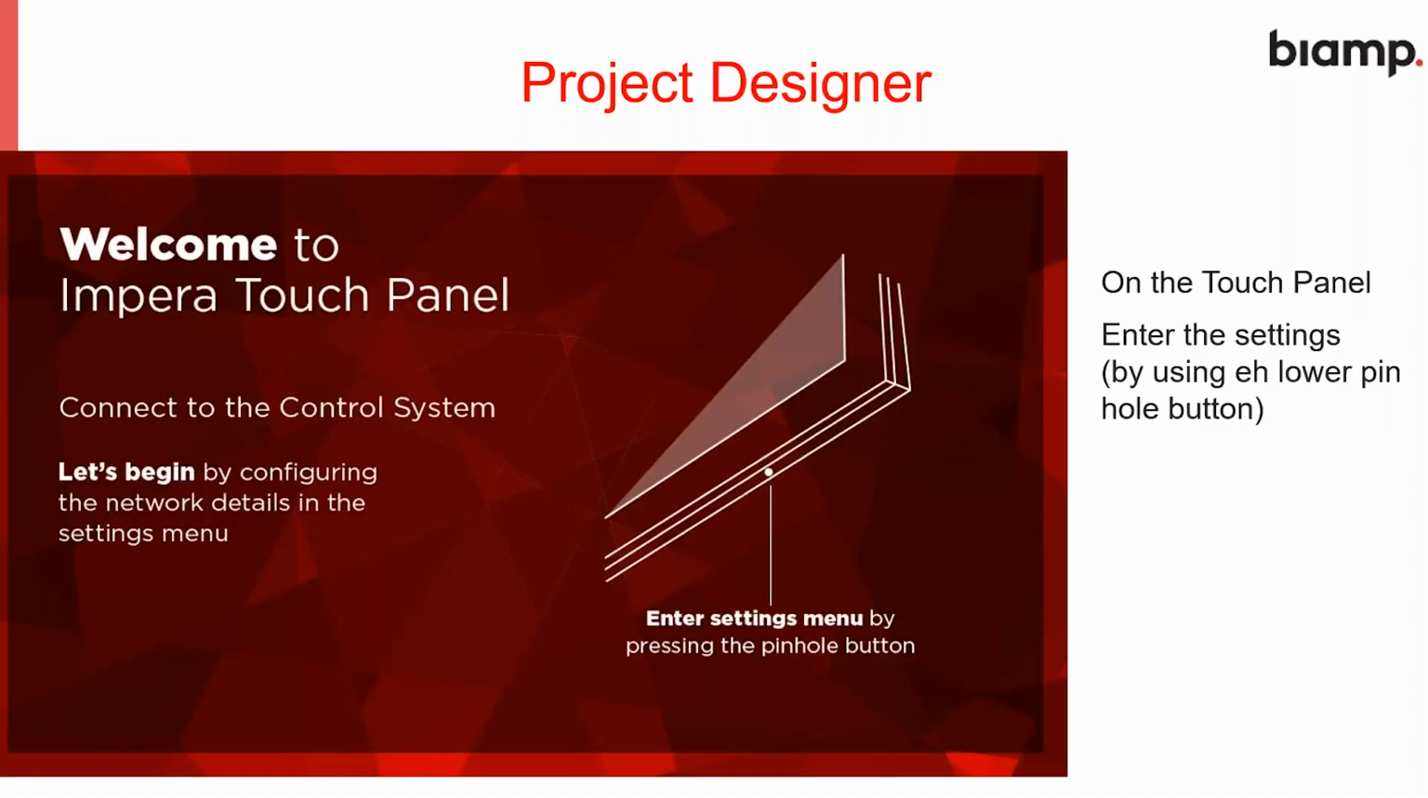So now what we need to do is program or configure the touch panel so that it will find the user interface inside Tango. So this is how the touch panel looks on first running. It has this welcome to Impera touch panel. You will find at the bottom edge of the touch panel there is a small hole behind which is a button. This is commonly known as the pinhole settings button. When you press that with the provided SIM card remover pin, or it could be a paper clip or a small screwdriver, it will go into the settings menu of the touch panel itself.